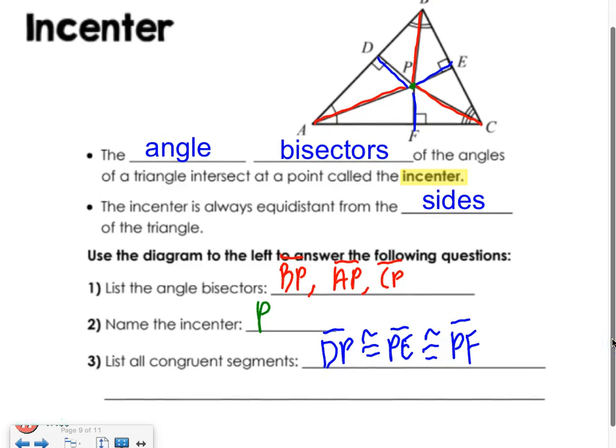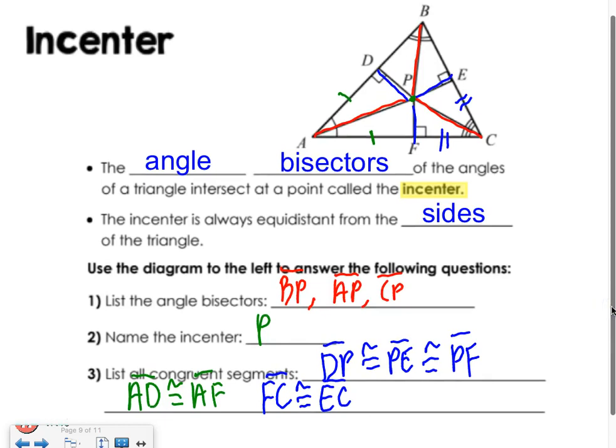Do we know anything congruent to AD? You guys know anything? Yep, AF. Remember, these guys are equal. So now let's work our way around. What about FC? EC. What's our last congruence? Yep.